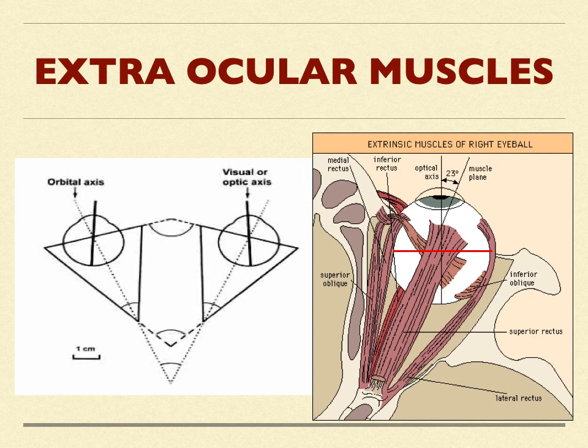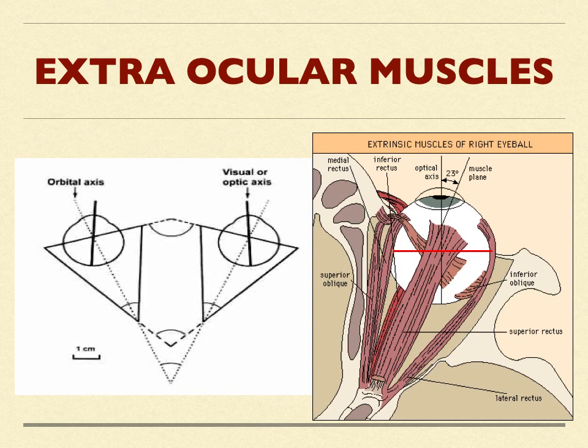And look at both orbits here in the picture on the left side. Both orbits are like a pyramid where the apex is in the back and the base is in the front. And the eye is inside this orbit. It is not parallel to the orbital axis. It has its own visual axis, and the visual axis is not parallel to the orbital axis.